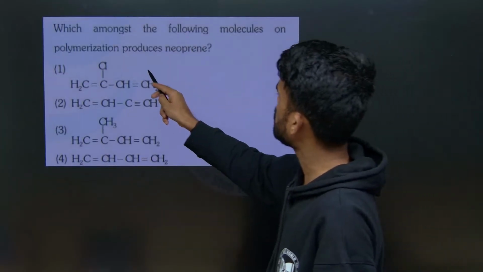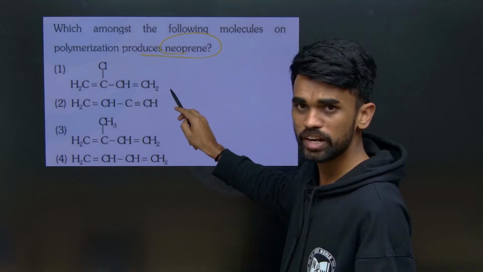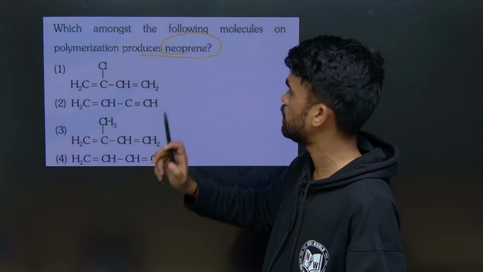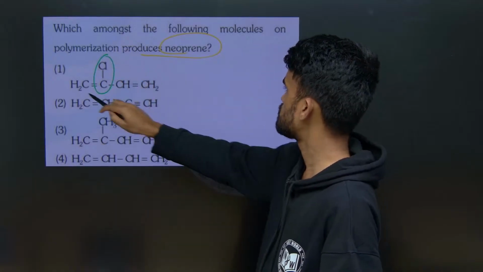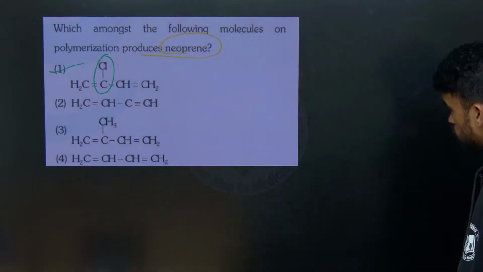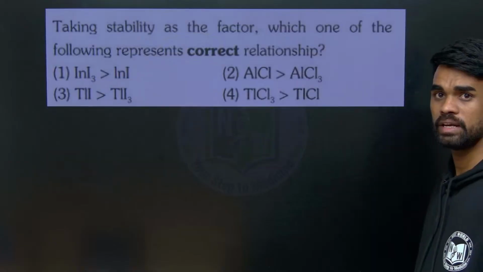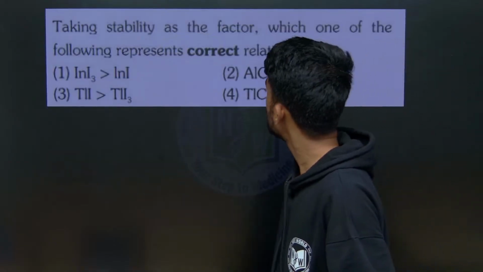Among the following, which polymerization produces neoprene? Remember, neoprene comes from chloroprene. Chloroprene will have a structure like this. This is chloroprene, so option number 1. What is the monomer unit of neoprene? It will be chloroprene.